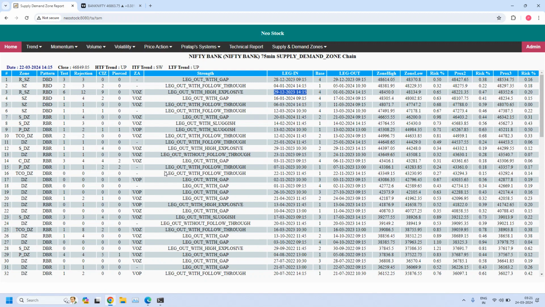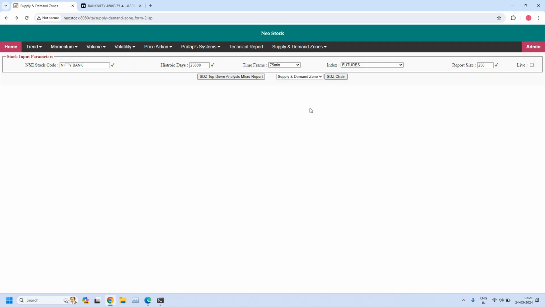Okay, now let's go back to the next time frame. If you want to draw any other levels, in the previous report all the zones are available. With that information, you can further draw the zones. Even normal zones you can draw. Don't limit yourself to whatever I am drawing on the charts, because the software is showing you all the zones.